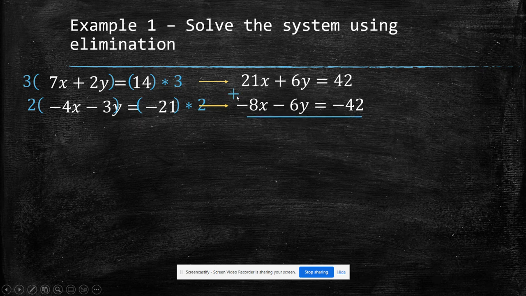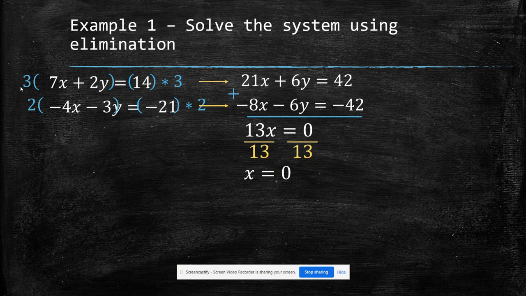When I do this, I get 21x plus a negative 8x, which is 13x, a positive 6y minus a 6y, which ends up being 0y, which is 0, and then 42 plus a negative 42, which is also 0. Now, to solve for x, divide both sides by 13. Well, 0 divided by anything is just 0, so my x is equal to 0. Again, in this case, instead of just multiplying one of these equations by something, we had to end up multiplying both of them. Now, for those of you that finished your worksheet from the first day of elimination, you noticed that you had to do this on the very last problem of that worksheet.